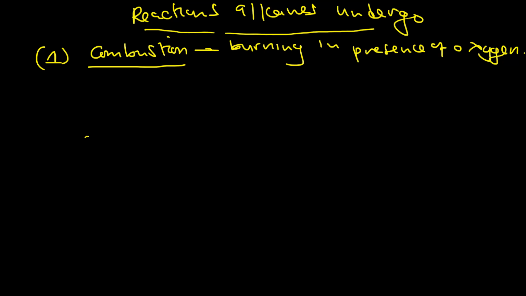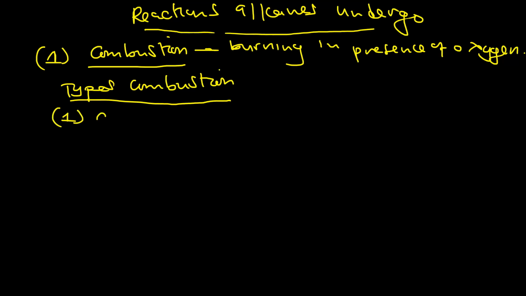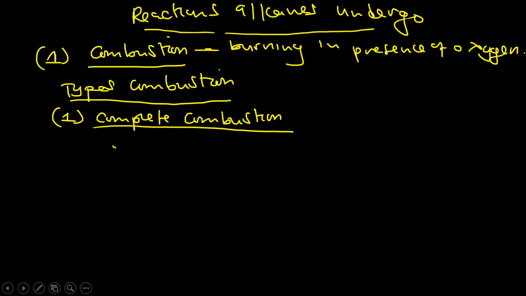Now, as we talk of combustion, there are different types of combustion, depending on the amount of oxygen present. One type is complete combustion. As the name suggests, it means burning completely. Alkanes burn in a full supply of oxygen and produce carbon dioxide and water.